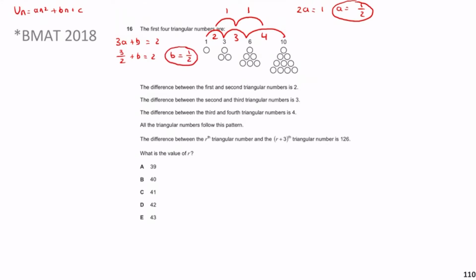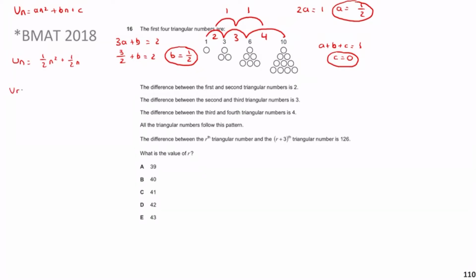So that's that. And then lastly, guys, a plus b plus c is basically the first term, which is 1. But a is half, b is half. That means c must be 0, right? So we've got that. And now basically, guys, we know the nth term. So un is going to be half n squared plus half n, right?